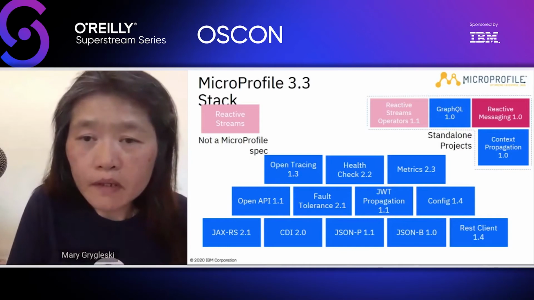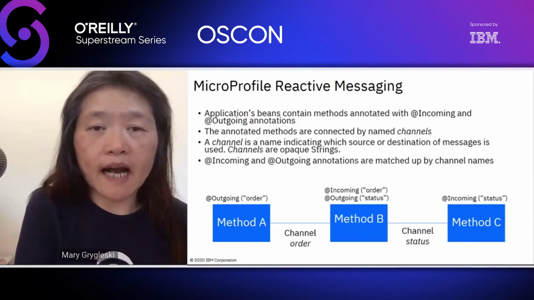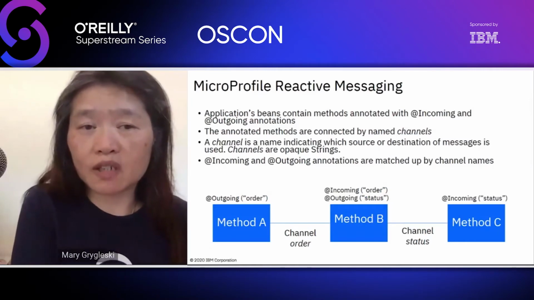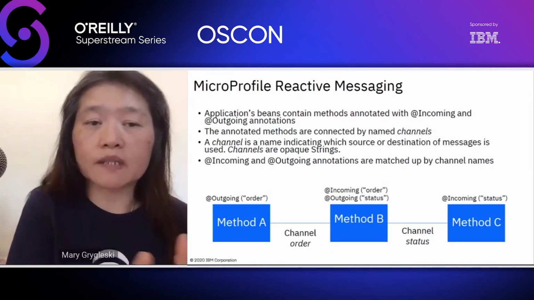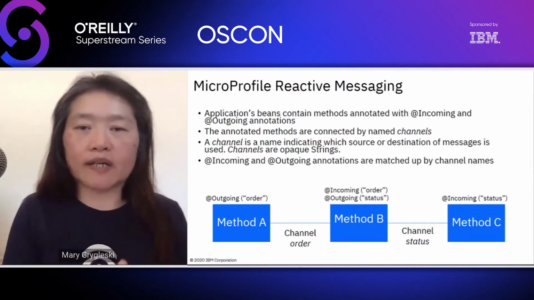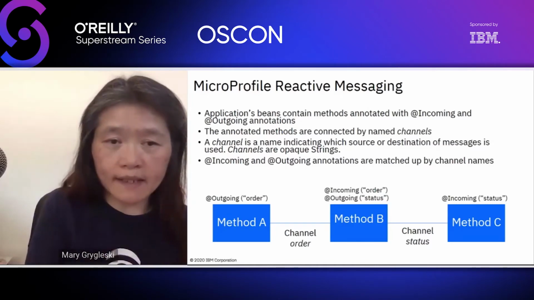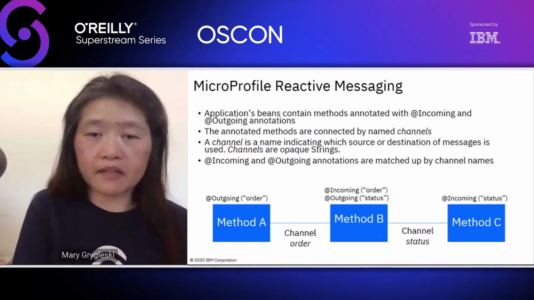And over here, a quick explanation indicating how you can utilize reactive messaging inside MicroProfile is essentially to make use of the annotation. The annotated methods are basically connected by named channels, and that's how the messages get passed in between different methods, how they travel down.